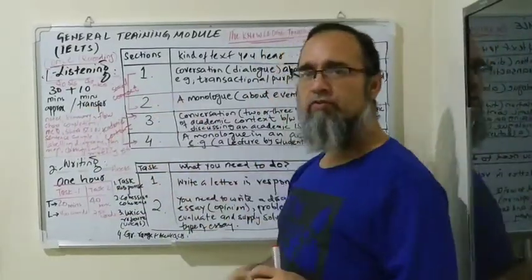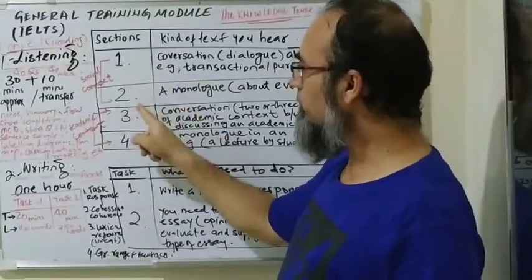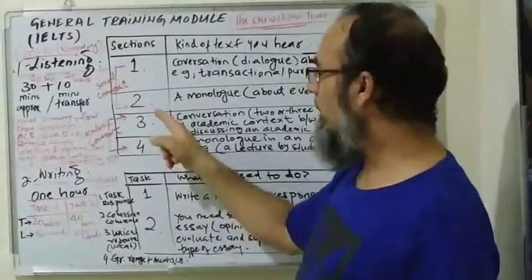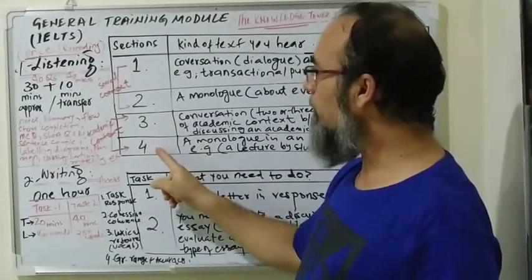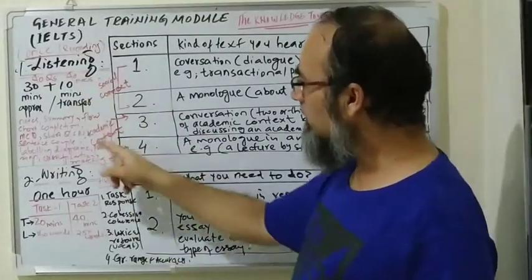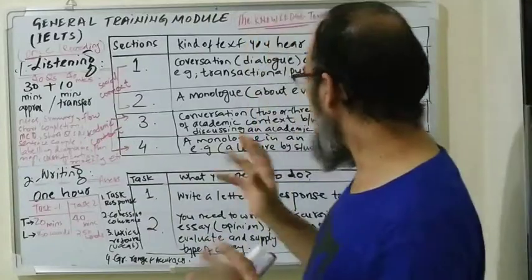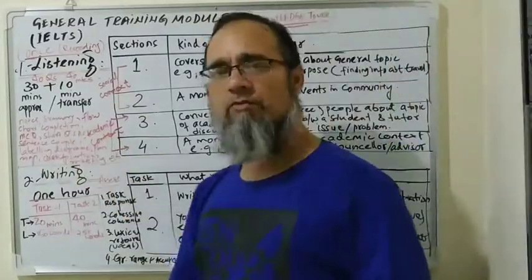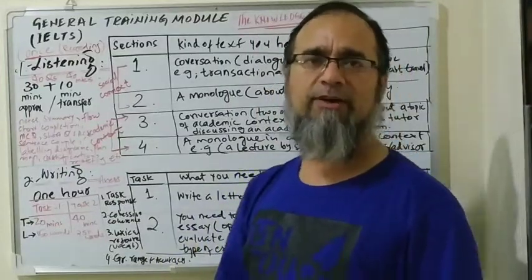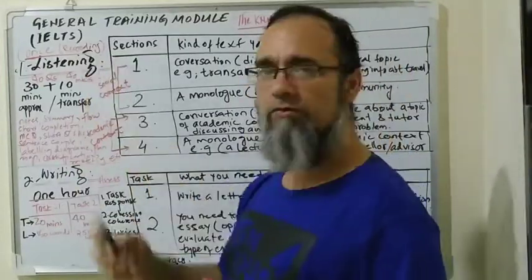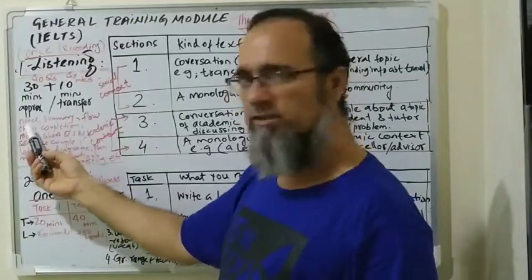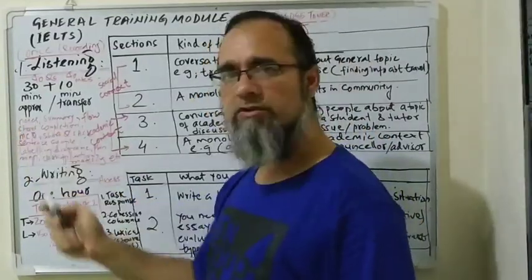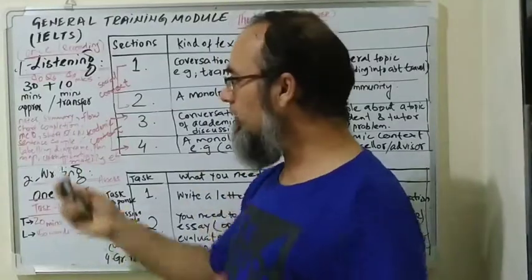One more thing you need to understand is that sections 1 and 2 are of a social context, while sections 3 and 4 of listening are about an academic context. You need to understand this and prepare accordingly. And what type of tasks are expected in the listening module of General IELTS? For example, you have to take some notes. So you will listen and take notes.